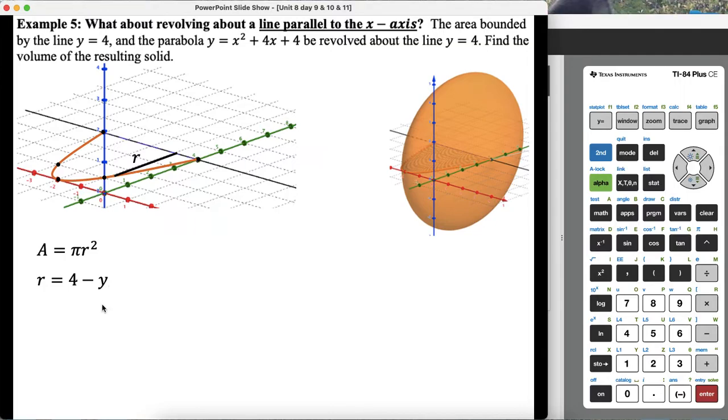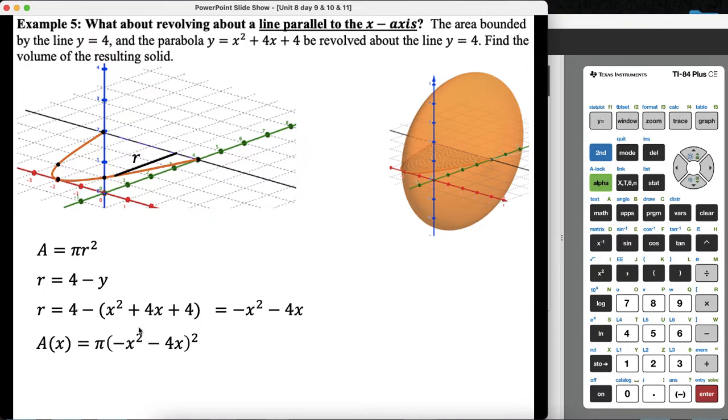The cross sections for this are perpendicular to that axis of revolution. So this is a dx problem, so we're going to take this function and substitute it in for y, so we can get it in terms of x. And now we have a radius. I would simplify this because that looks pretty nasty. We distribute the minus sign, and we get 4 minus 4, those go away. So our radius is really minus x squared minus 4x. That's a little easier to deal with. So our area function then is this squared times pi.